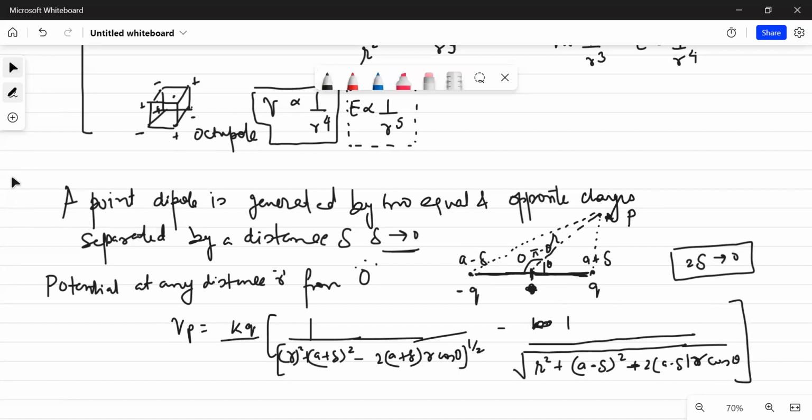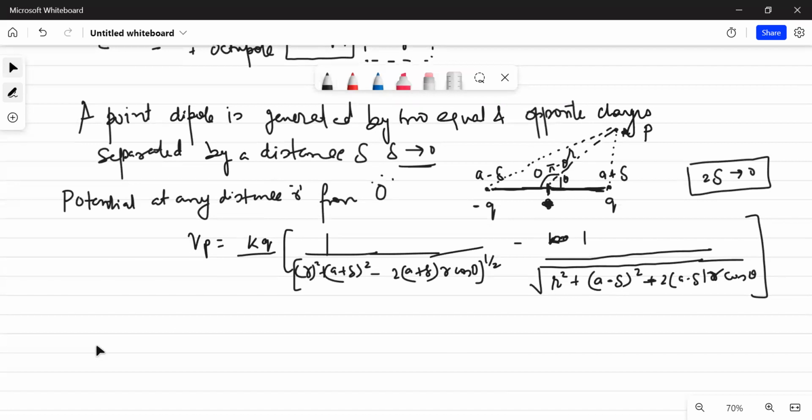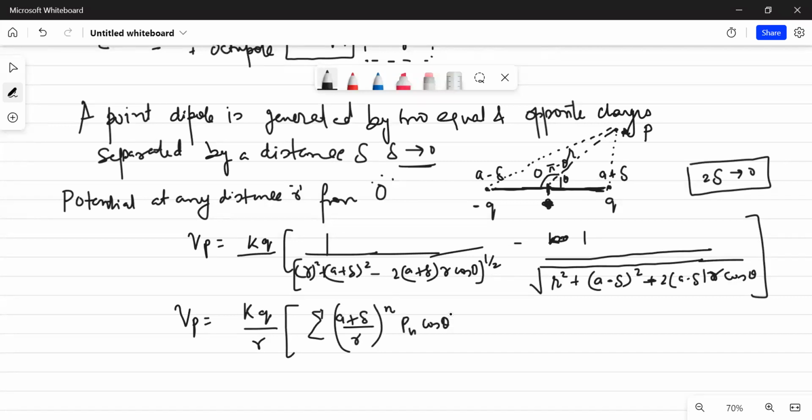So हम देखेंगे कि almost देखते क्या expression आता है, ठीक है? So let us say this VP will be given by KQ upon R. इसमें से root common लेंगे, तो पहला वाला term क्या बन जाएगा? It will be simply, I think I'll write it as summation A plus del upon R की power n लिख देते हैं, और इसको लिख देते हैं Pn cos theta. Is that clear? समझ में आ रहा है?